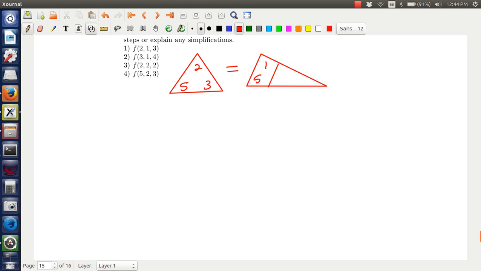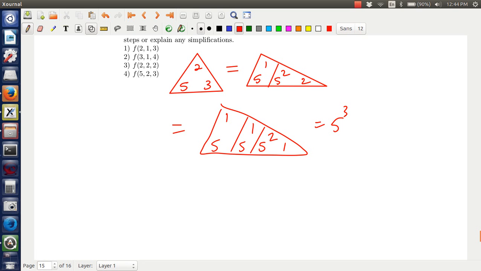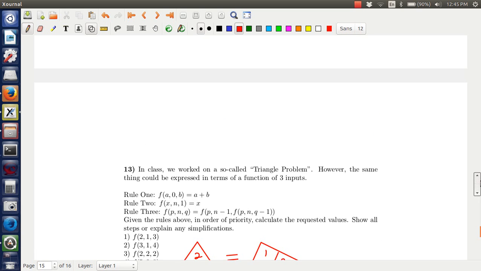Okay, 5, 1, 5, 2, 2, and then you could do something like this. 5, 1, 5, 1, 5, 2, 1. So that's 5 cubed, which is 125. Okay? So hopefully one of those explanations will make sense to you.